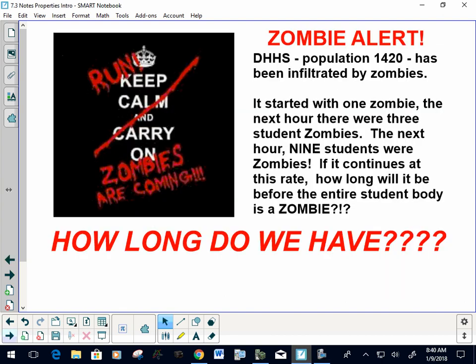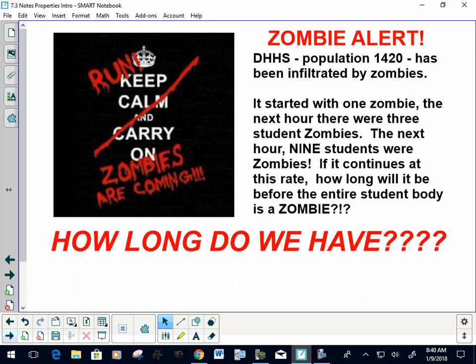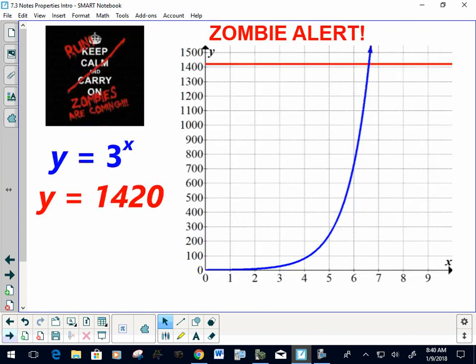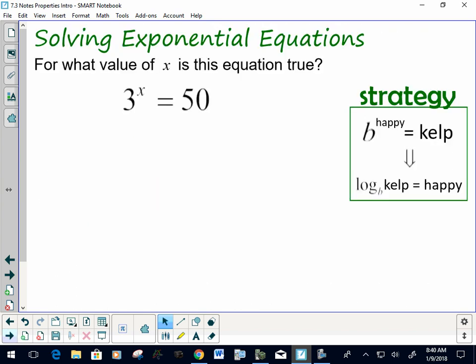All right, so I'm going to skip through this because we did it in class, but it doesn't really make so much sense for the video. All right, so solving exponential equations. I want to know, for what value of x is this equation true? In other words, what x value makes 3 to the x power equal to 50?